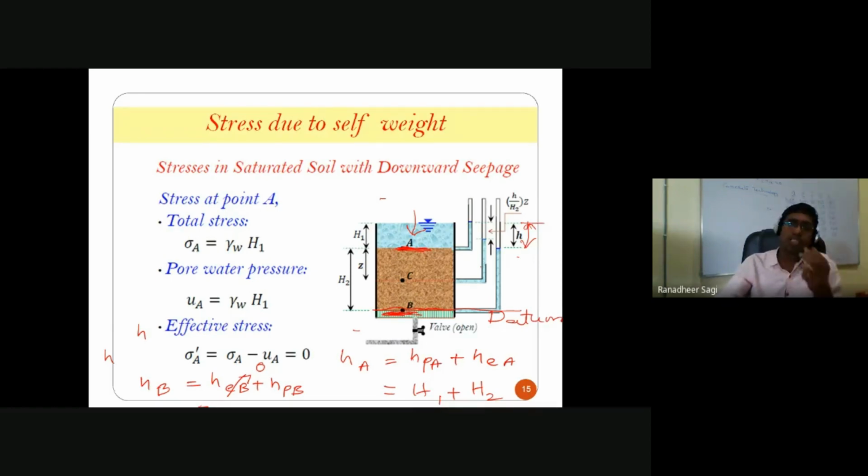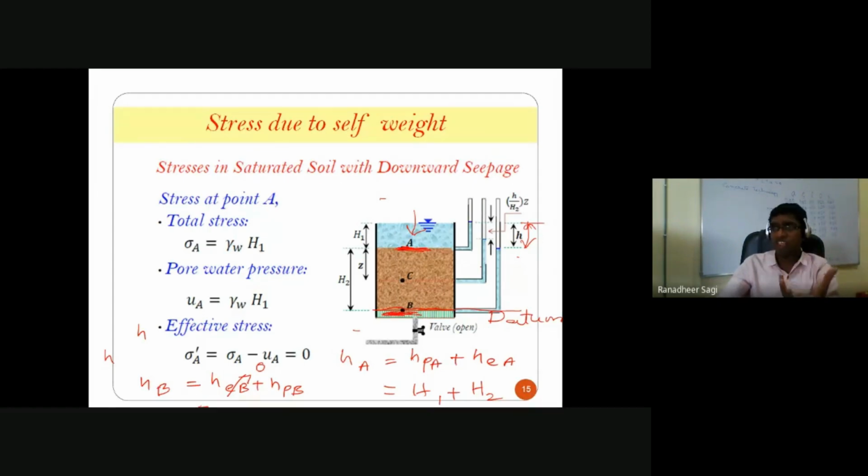Okay, so because of that flow happening through the soil sample from point A to point B, if I am required to calculate how much stress is getting developed in the soil, the so-called effective stress, will it increase? Will it decrease because of this seepage happening through the soil? Let us try to understand. If it is decreasing, will there be any issue? If it is increasing, will there be any issue?